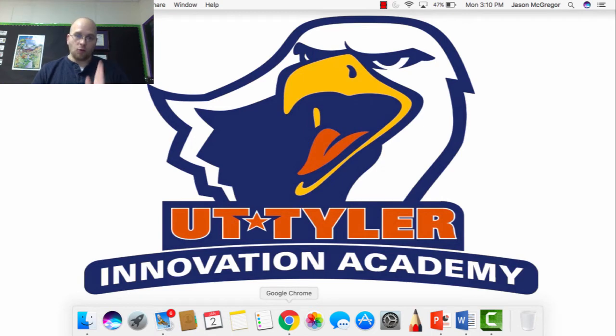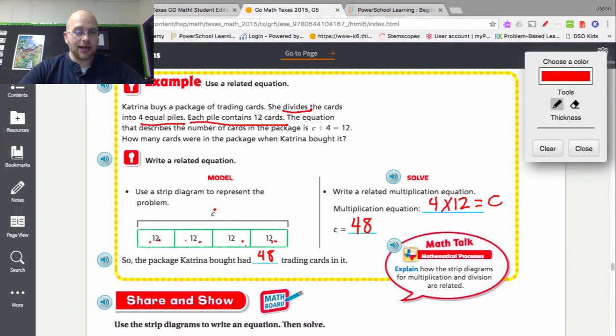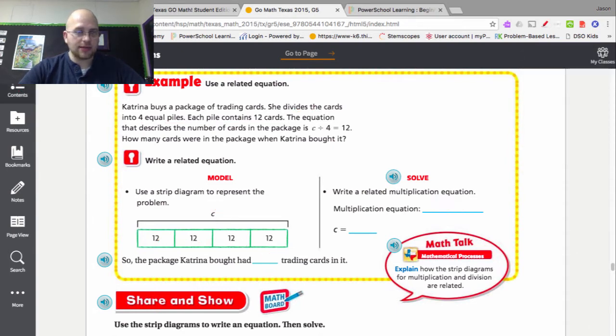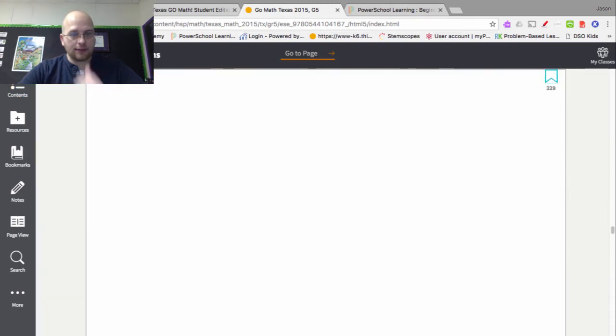Okay? We can write equations to help us find unknown numbers using all four operations: addition, subtraction, multiplication, and division. So I want to show you an example of each kind of problem, how we can write it using strip diagrams, and how we can solve each kind of problem. So in order to do that, first let's look at an addition problem.